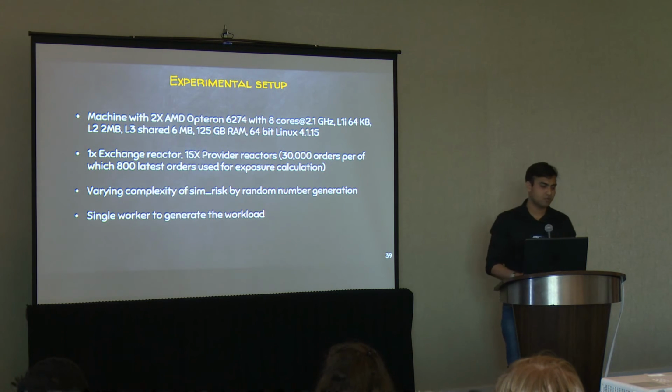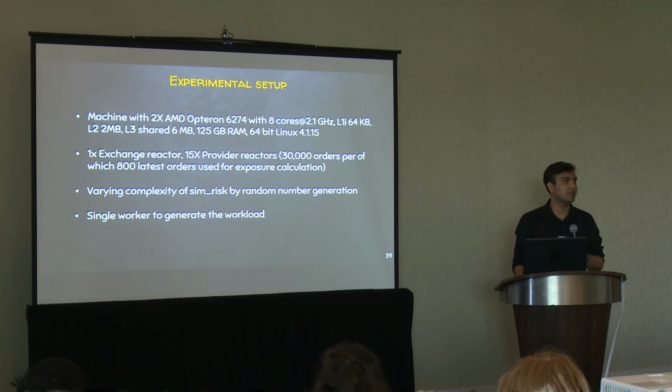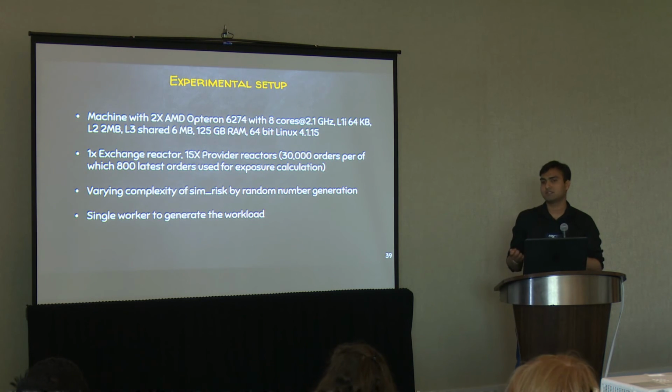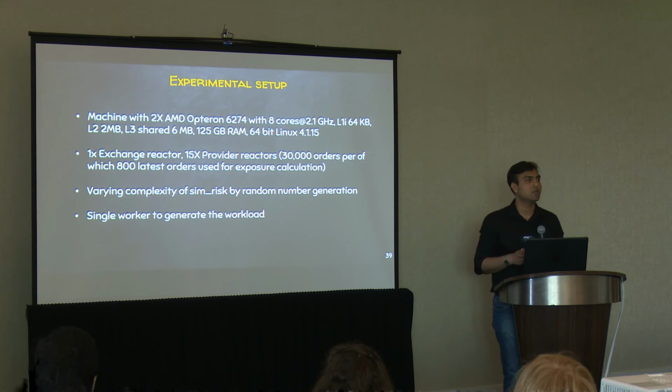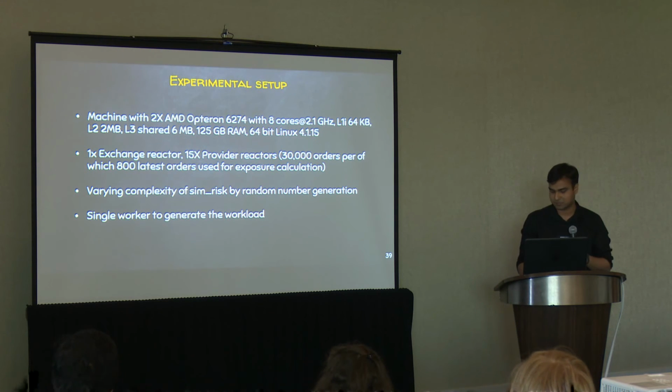So we used a machine with 16 physical cores and 128 gigs of RAM for this experiment, and we deployed 16 reactors to map to the available parallelism of the machine. We used a single worker to generate our workload so we can focus on the asynchronicity gains. And in the workload, we are varying the complexity of risk calculation by generating more and more random numbers.